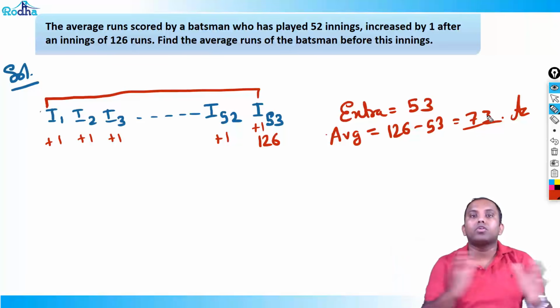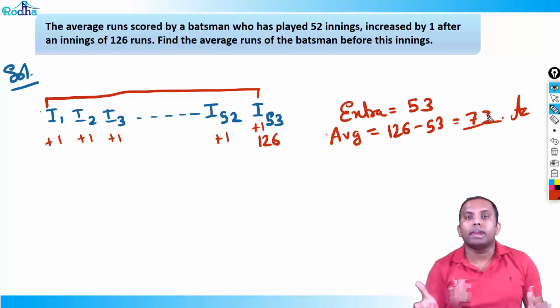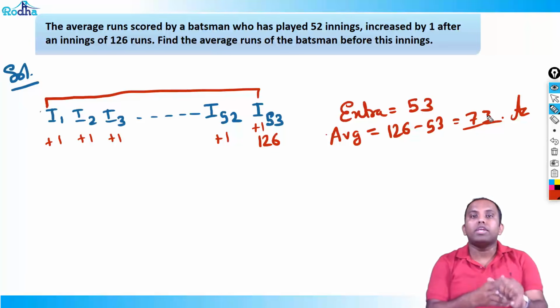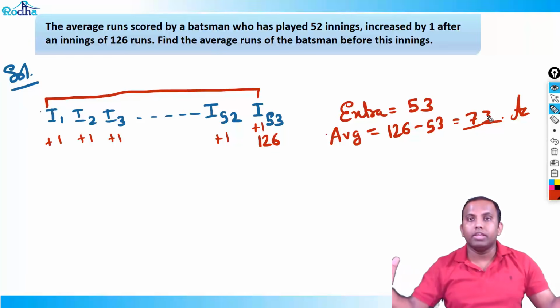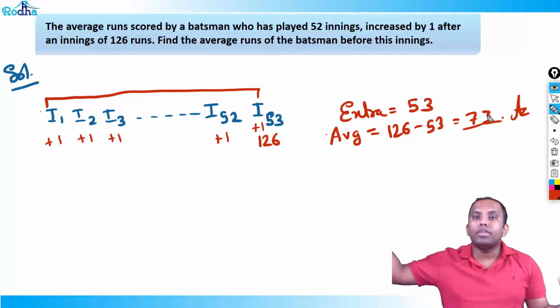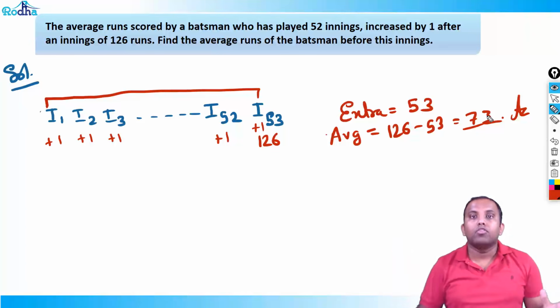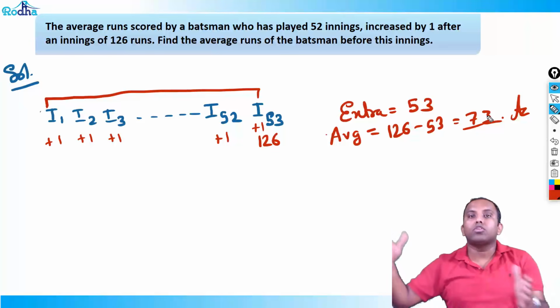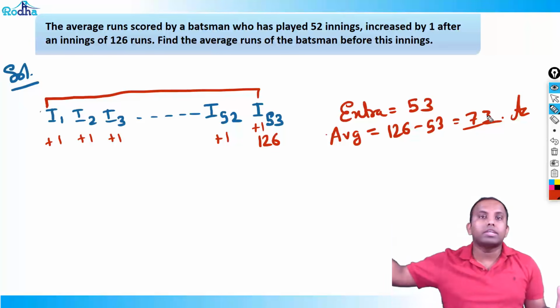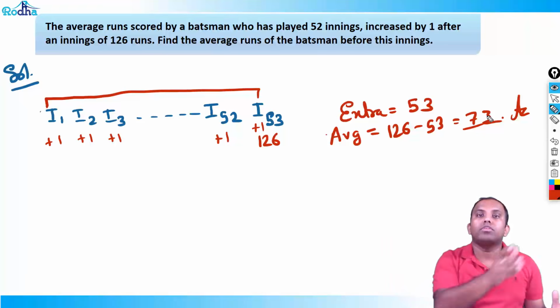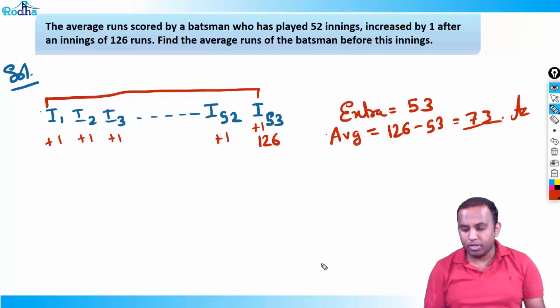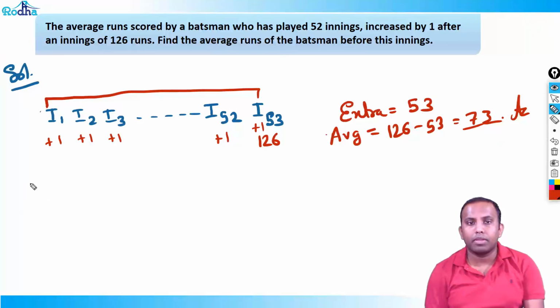So what is the average weight of the group? 126 minus 53, that is 73. So if the average weight of the group was 73 kg, then he is bringing 126 kg into the group. So if his weight was also 73, the average remains 73, but he is bringing 53 kg extra. So plus 1, plus 1, plus 1 is distributed to all the people, right? Just understand this concept. I'll explain it to you.